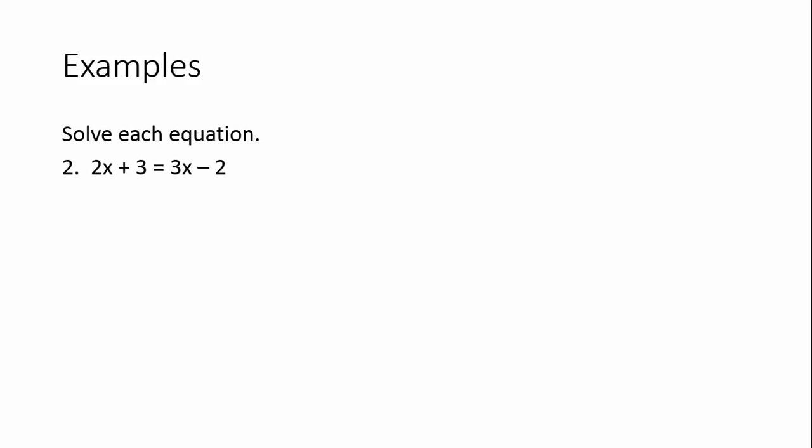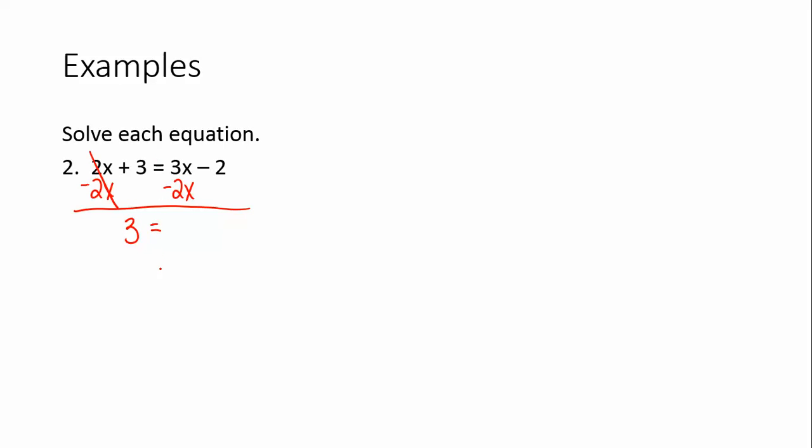So the first question I'm going to ask is, which variable are you going to move, the 2x or the 3x? And hopefully you're saying the 2x because it's smaller. It's a positive 2x, so we're going to subtract it to the other side. And again, notice how I'm writing it right underneath the 3x term. Those terms cancel, and I'm left with a 3 on the left.